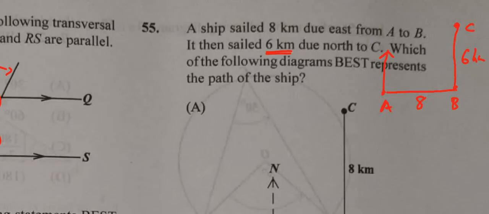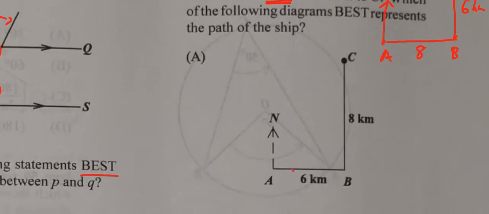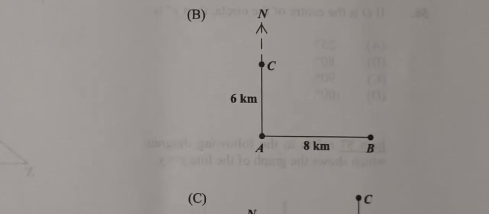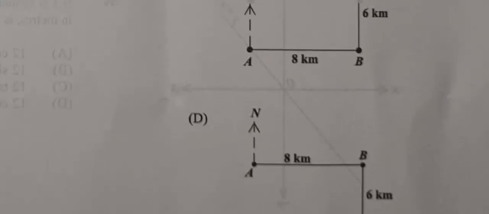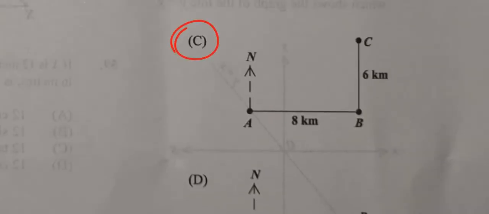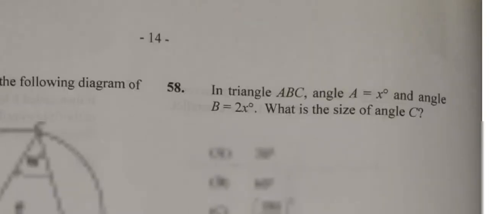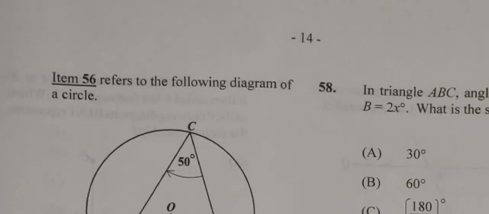All right, so let's see. Neither of those two. C looks like the correct option. Let's look at D though to see how they draw that. Definitely not. So our answer is C. 8 kilometers due east, and then 6 kilometers north, going upwards. All right, let's look at the next question, which is going to be 56.